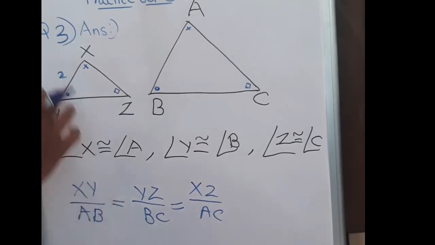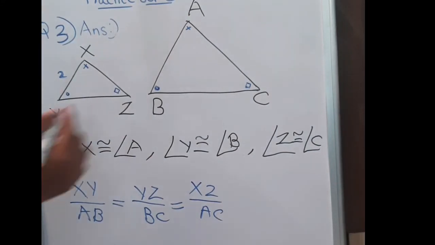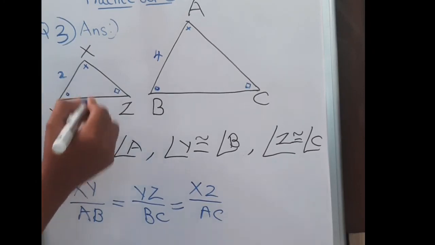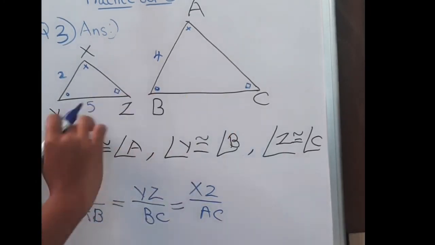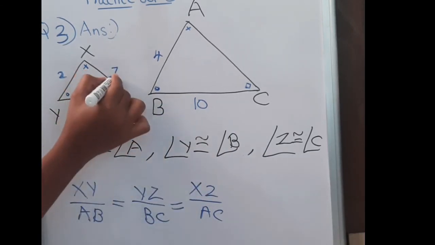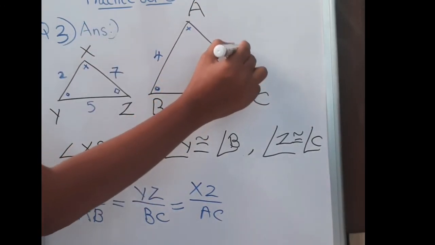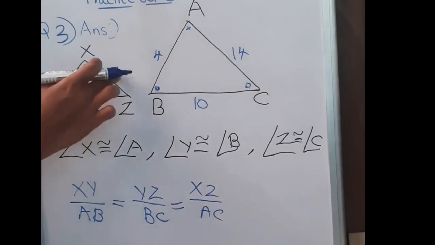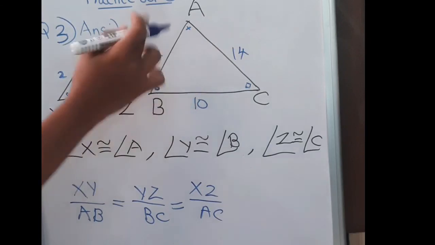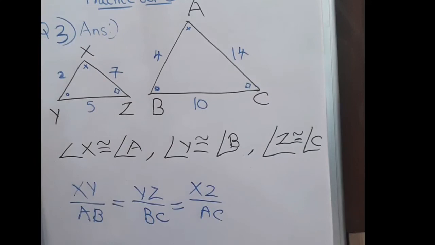Now XY and AB should be in proportion. So if XY is equal to 2, AB will be double of 2, that is 4 cm. If you are taking YZ as 5, then BC should be double of 5, that is 10. If you are taking XZ as 7 cm, then AC should be double of XZ, that is 14 cm. You can give any number here; the number you give here, there it should be double of that number. So this is the labeling of ratios of corresponding sides.